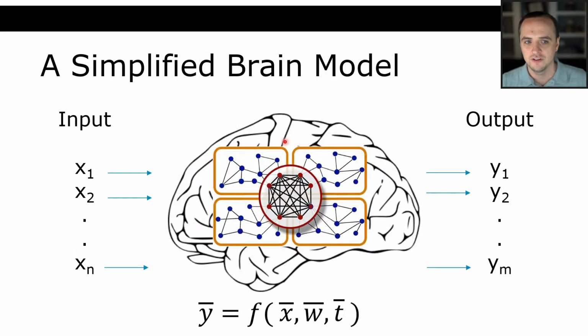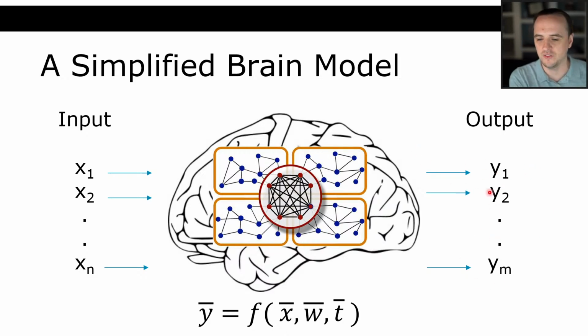And then if we tie a bunch of those biological neurons together, here is what we can get. It's a very simplified model of the brain, right? Where we have a bunch of inputs, x1, x2, up to xn. Then inside here, there are a bunch of neurons doing something. They are connected somehow, and in the end, we get this output.